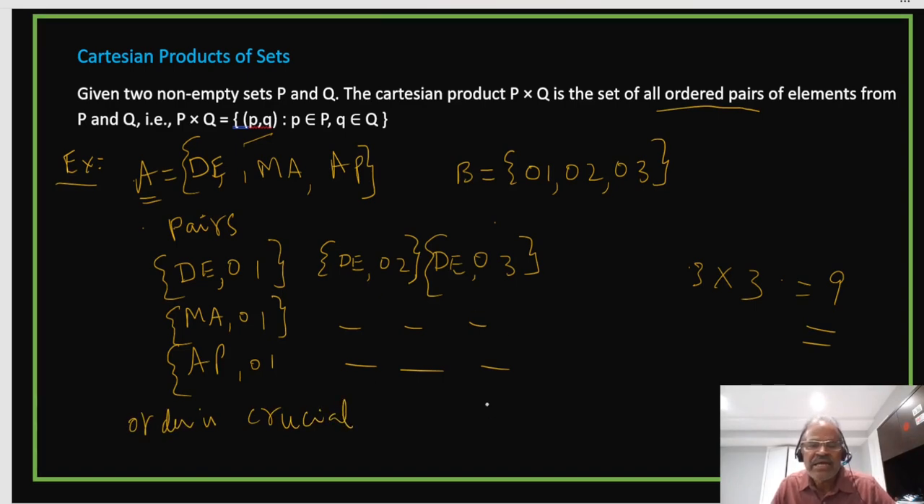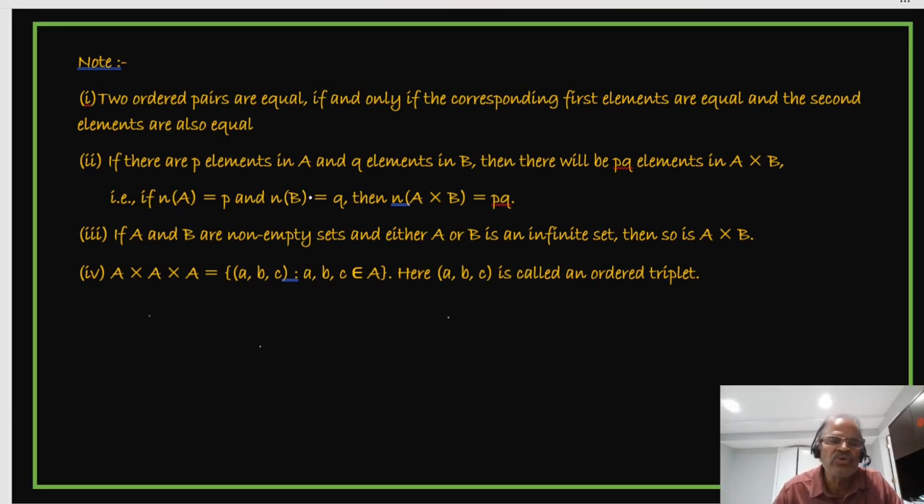Why? Because DE01 is not the same as 01DE. Have you seen any odd number plate of such a type anywhere? License code? No. So this is very important. The first element should always be first in the ordered pair, right? So we'll make some notes here.